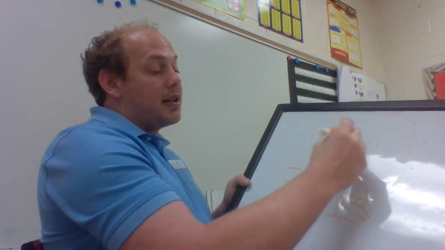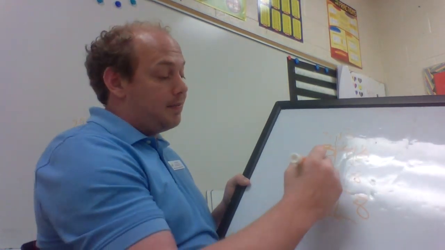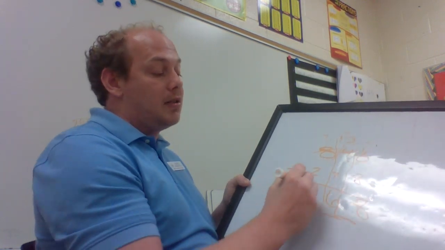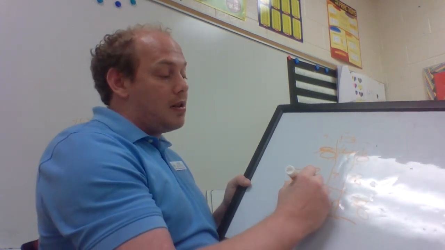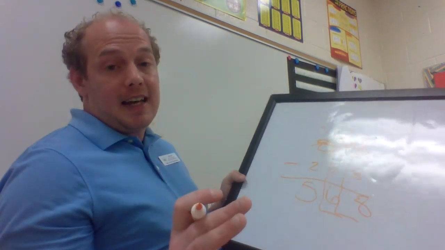Now, 13 minus 7 is 6. And 7 minus 2 is 5. So our answer is 568.